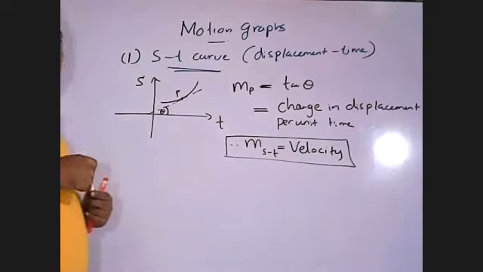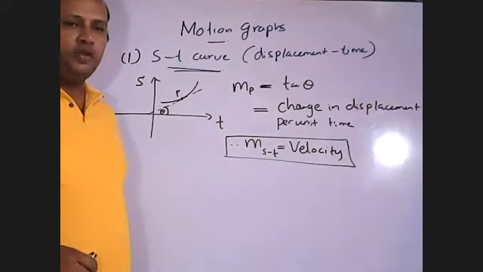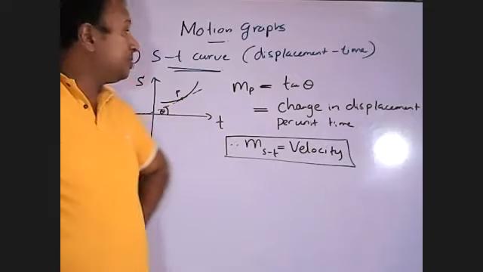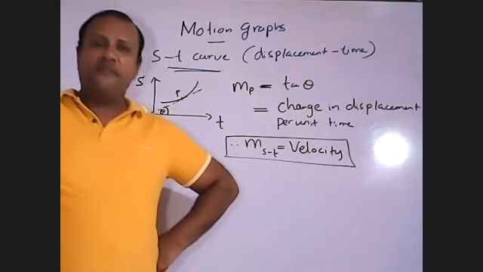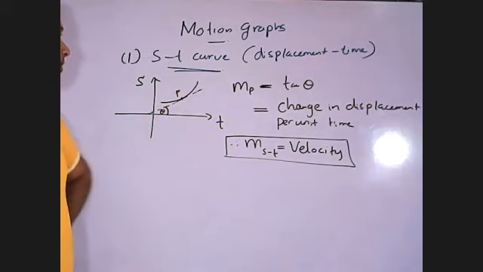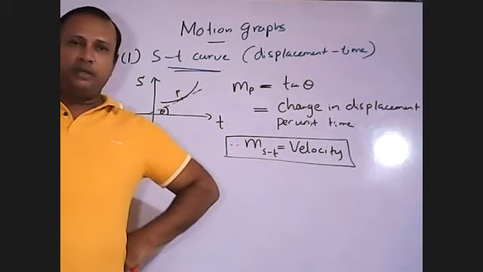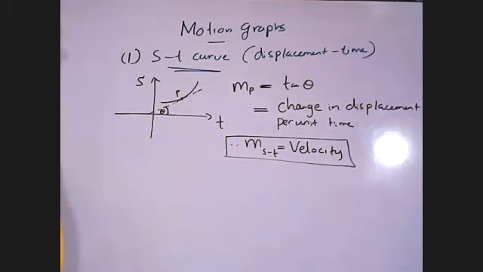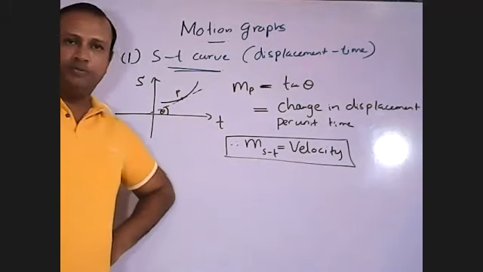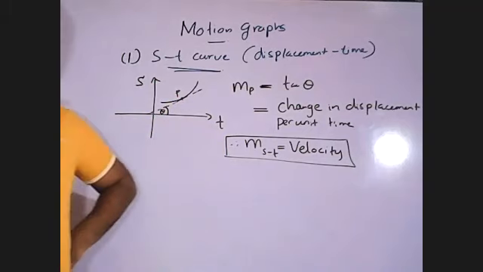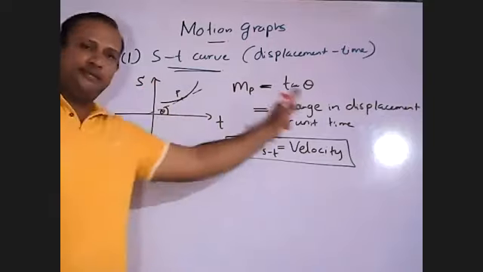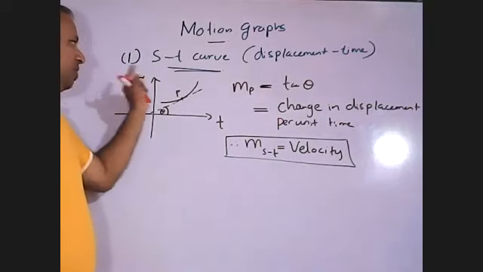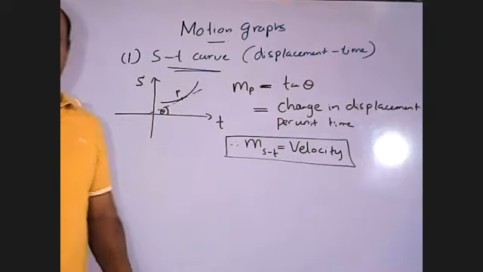Okay. Now we can write those things. Write the first topic, it is motion graph. That is the main topic. Under that main topic, write the first subtopic, ST curve, displacement time curve. Don't write anything here. Just write the topics.